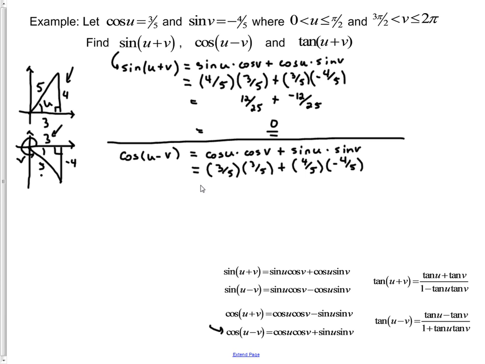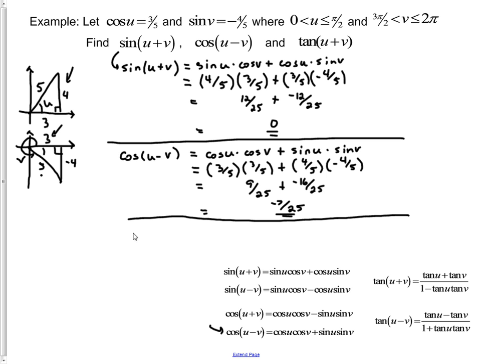Now we need to do a little bit of arithmetic to add these together. We've got 9/25 when we multiply numerator to numerator, denominator to denominator, added to negative 16/25. Combining those values gives us negative 7/25. And so the value of the cosine of u minus v is negative 7/25.